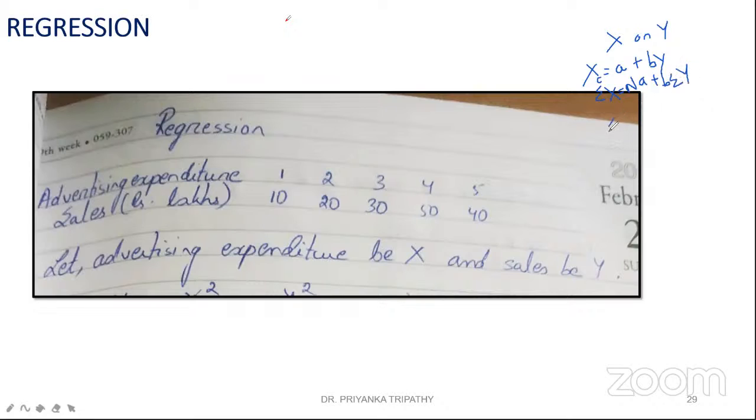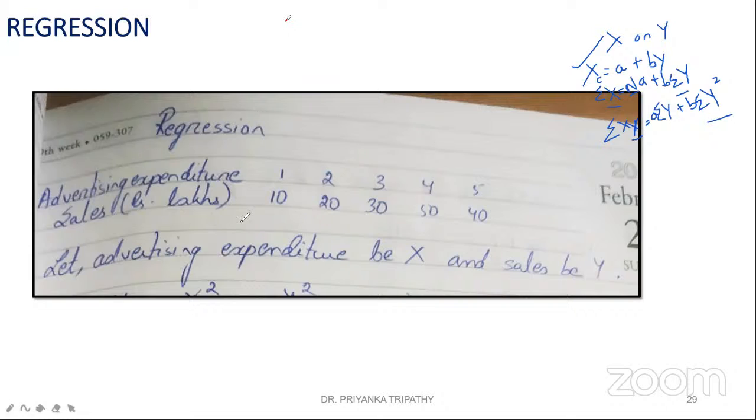And what will be my second equation? I just multiplied by y here. Summation xy equals a summation y plus b summation y square, since a is there in the original equation. So what values do you require? You require the total n, the total value of x, the total value of y, xy, and y square.